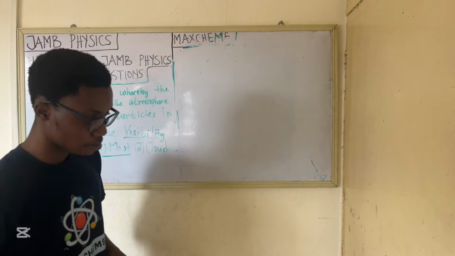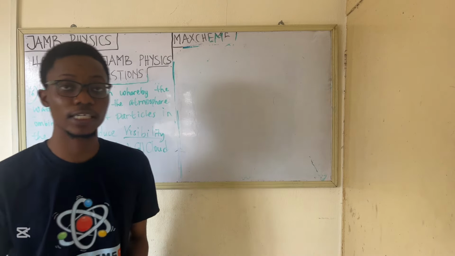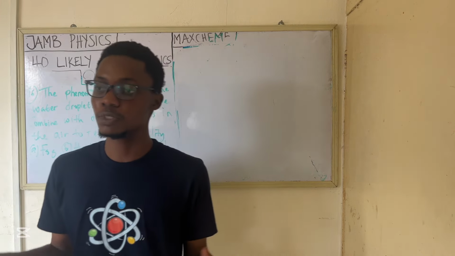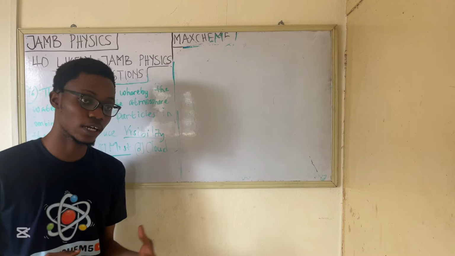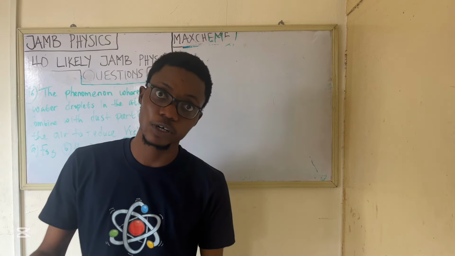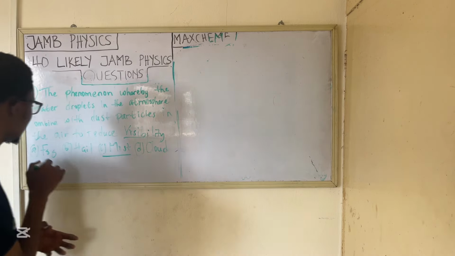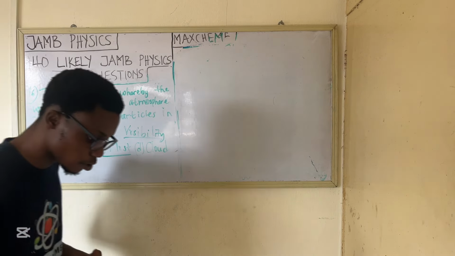Why is it mist? Mist is when dust particles accumulate with the water droplets from the atmosphere and block vision. People are unable to see. Are you getting me now? Those are what we call mist. Why not fog, which you are seeing here? Fog is an extreme condition of mist.